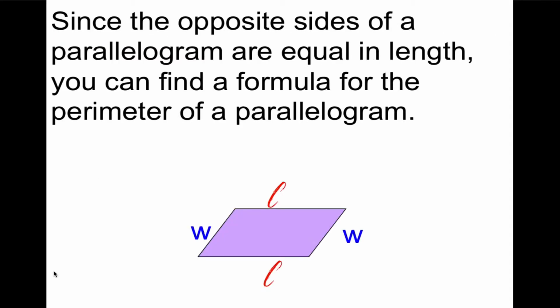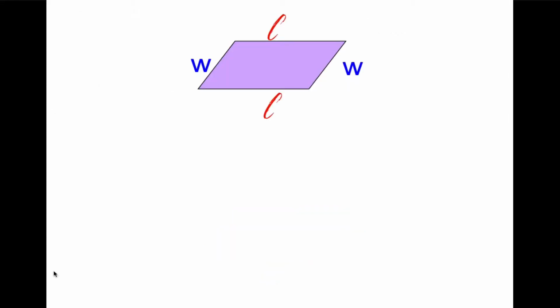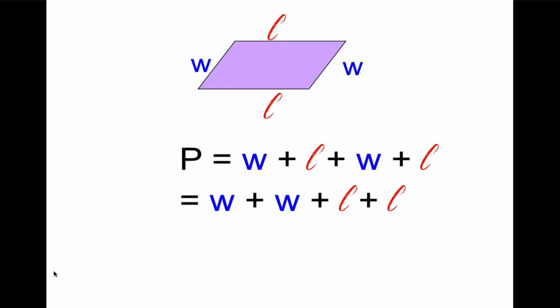Since the opposite sides of a parallelogram are equal in length, you can find a formula for the perimeter of a parallelogram. So here we have a parallelogram with the length and width indicated. To find the perimeter, we would add the lengths of the sides. So it would be W plus L plus W plus L. Well, since W and L are unknowns, we can combine our like terms here, grouping W and W and L and L using the commutative property of addition, and then combining the like terms into 2 times the width plus 2 times the length. So this could be our formula if we needed a formula. You could always just add up all the sides.